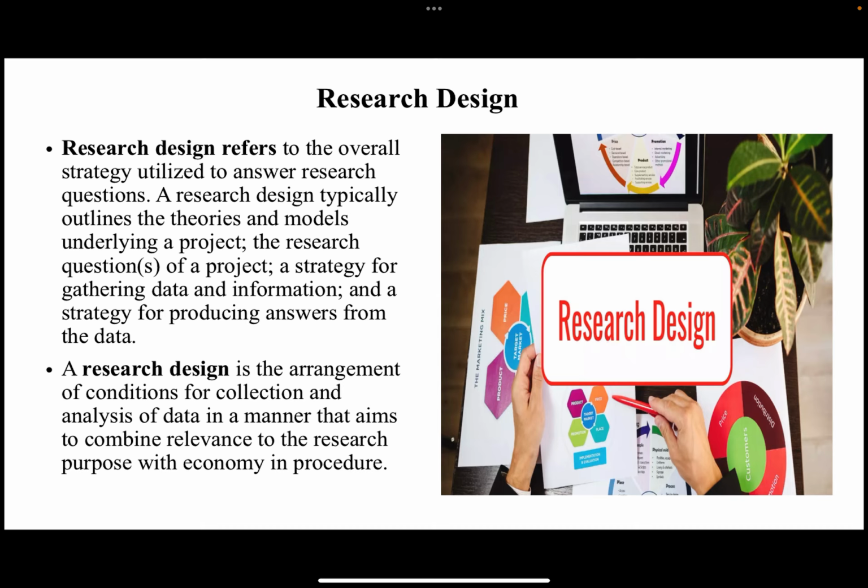Okay, now again, a research design is the arrangement of conditions for collection and analysis of data in a manner that aims to combine relevance to the research purpose with economy in procedure. That is also research design. So research design is about the various procedures and conditions that you are going to observe to collect data and also to analyze the data, so that at the end of the day you get answers to the research questions. That is basically what we call a research design.